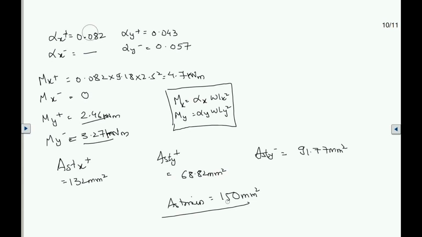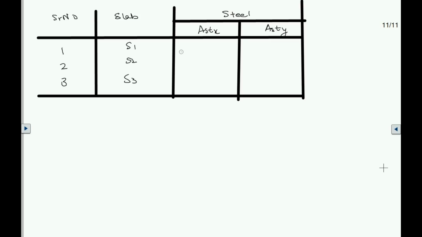Now I'll summarize all the AST values for S1, S2 and S3 slab. This is a table which shows ASTx and ASTy for slabs S1, S2 and S3. For S1 slab, the ASTx and ASTy steel was less than AST minimum, so I'll take 150 for ASTx and 150 for ASTy. Similarly for S2 also it was far less than AST minimum, so I'll take AST minimum as 150, that is 150 and 150 here, and again 150 and 150 over here also. So throughout the same slab we can provide the same type of steel.